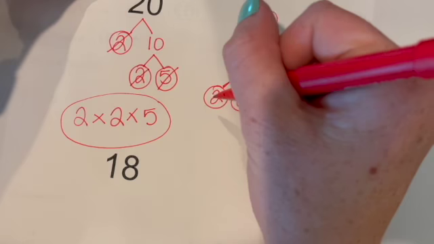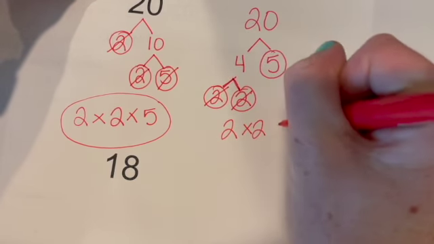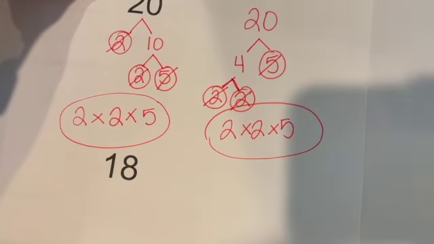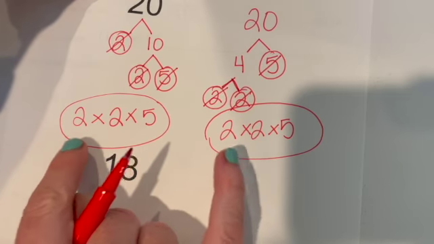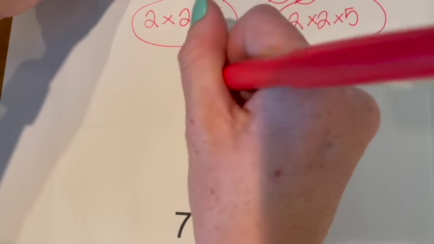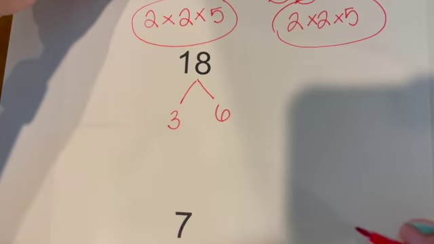Then I'm going to cross off as I go. 2 times 2 times 5. And I have my expression. Notice my factor trees look different, but I came up with the exact same answer. I'm going to do 18, split up 18. I'm going to do 3 times 6 equals 18.